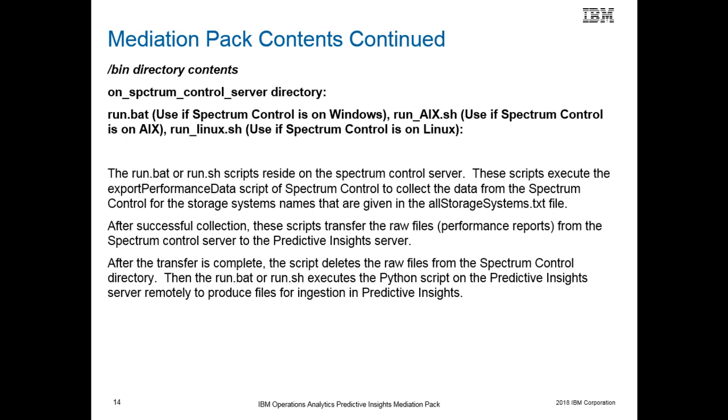On this slide we will discuss the run script which is executed on the Spectrum Control server. The function of the run script is to extract or collect the raw data from Spectrum Control and then transfer the data files to the Predictive Insights server. After the files have been transferred, the run script remotely executes a Python script on the Predictive Insights server to produce files for ingestion by the Predictive Insights product.